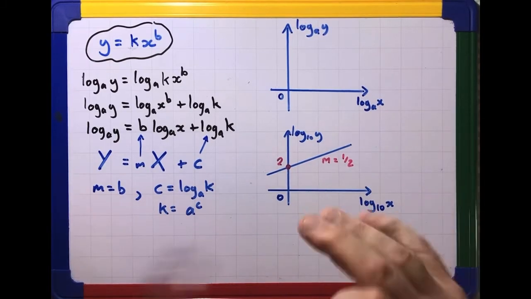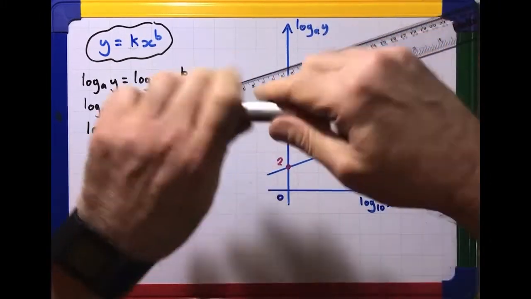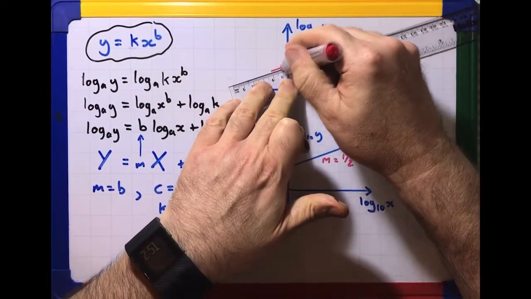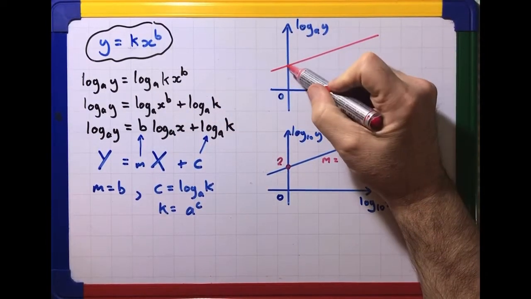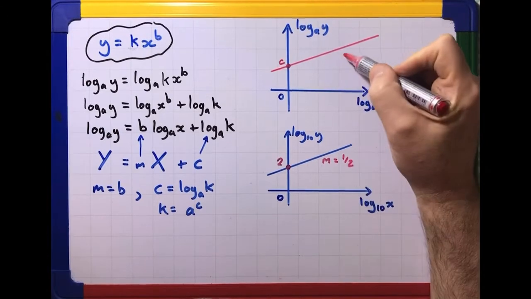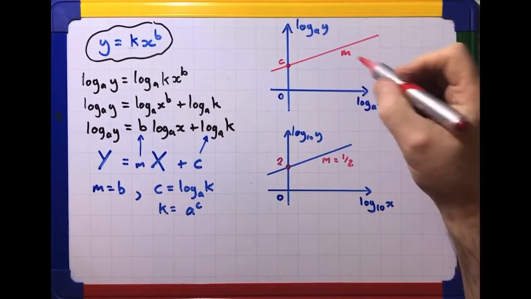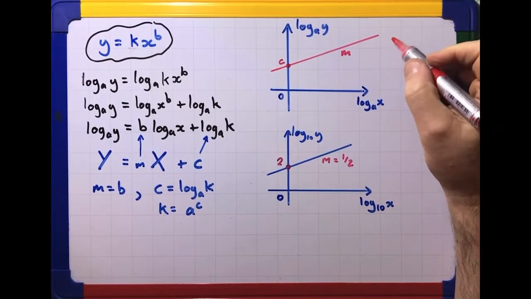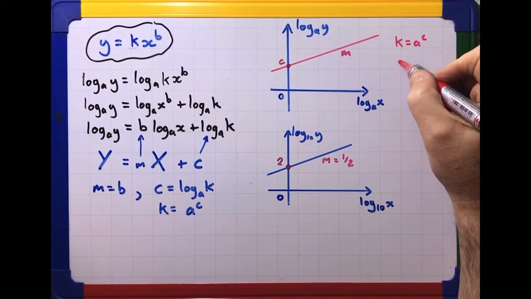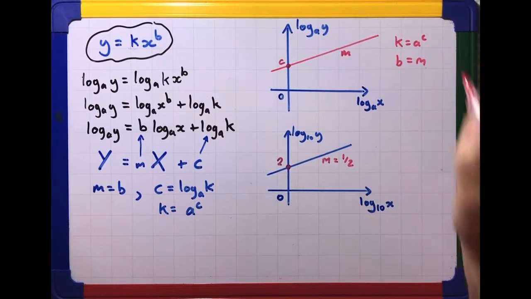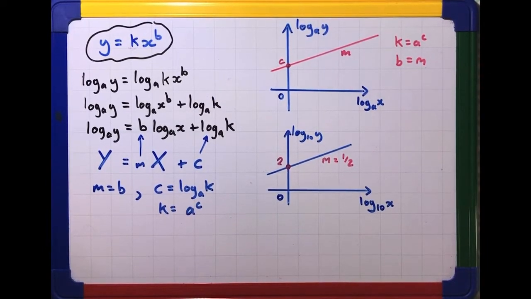So for example, if I was looking at log y against log x, and it crosses the y-axis at c and has a gradient of m, then we've got k equals a to the power c, and b equals the gradient of the line. So we can use that.